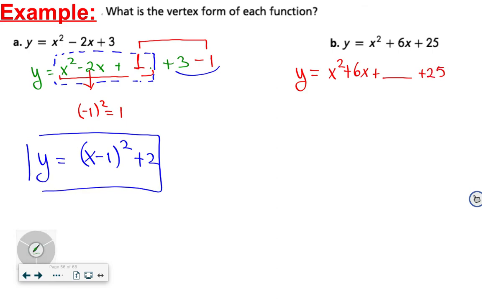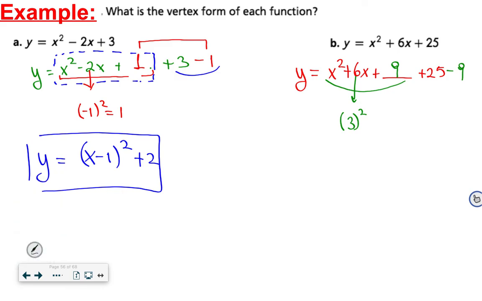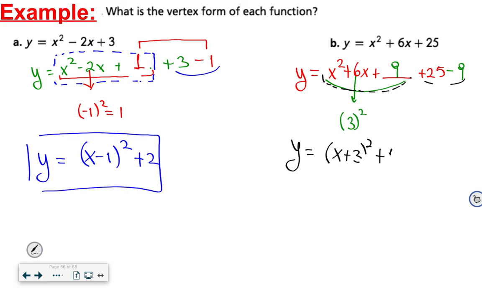To be able to write a perfect square trinomial over here, you need to divide the number in the middle by 2, which is 3, take the square, which is 9. This is going to be plus 9. To be able to cancel plus 9, you should also subtract 9. After that, we know that this is a perfect square trinomial. y is equal to (x plus 3) squared. If you combine this, you will get plus 16. And this is vertex form.